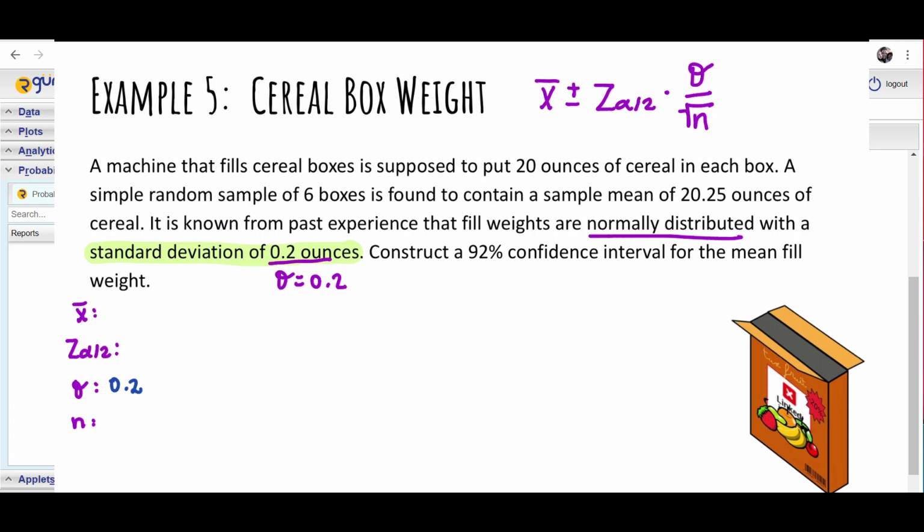A machine that fills cereal boxes is supposed to put 20 ounces of cereal in each box. That's a number, but it's not necessarily needed here. A simple random sample of 6 boxes. That's our n. Our n is 6. Is found to contain a sample mean, that's our x bar, of 20.25. It is known from past experience that fill weights are normally distributed with a standard deviation of 0.2. We've already filled that in. Construct a 92% confidence interval for the mean fill weight. That's the part we don't know. We know our confidence level is 92%, but we don't know our critical value, our z.